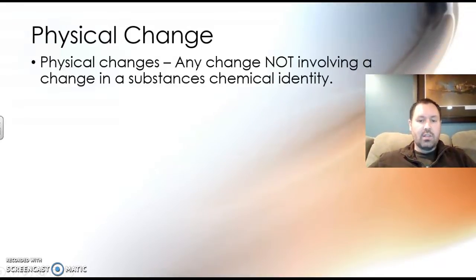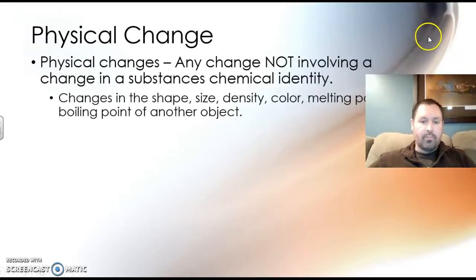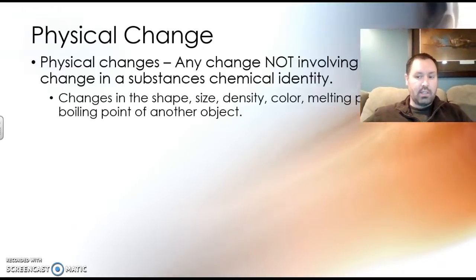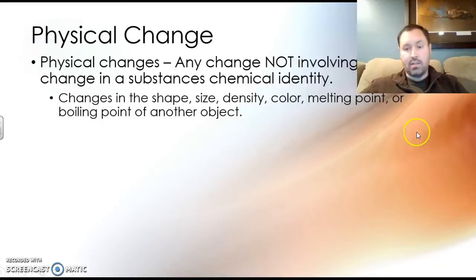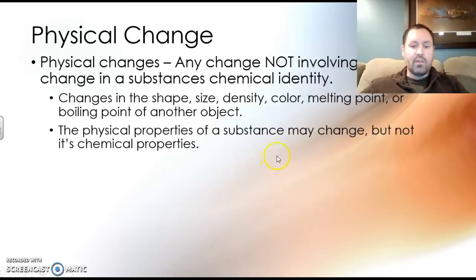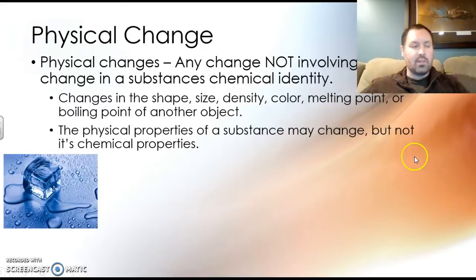A physical change is any change not involving the change in a substance's chemical identity. In other words, it stays made up of the same stuff that it was made up of before. It might change its size, its shape, its density, its melting point, its boiling point, other things like that. The physical properties of the substance may change, but the chemical properties do not change. The best way to understand physical changes is to look at some examples.